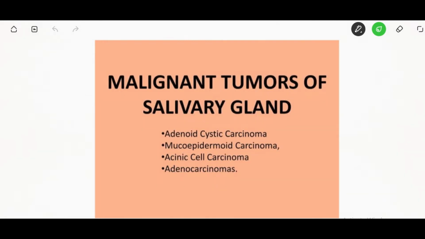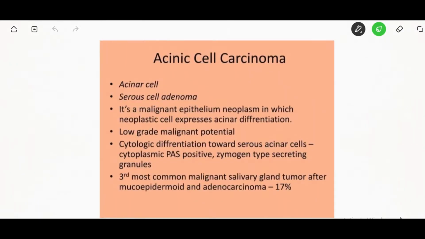The first is the acinic cell carcinoma. It is also known as acinar cell or serous cell adenoma. So it is a malignant epithelial neoplasm in which neoplastic cells express acinar differentiation. So what you will see is the acinar differentiation. It has a low grade malignant potential.